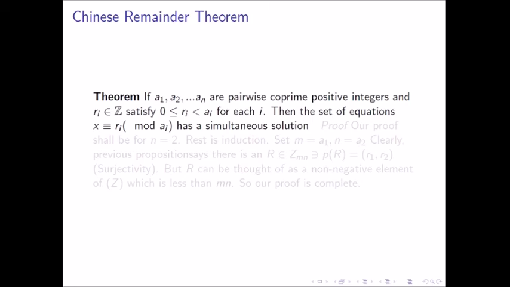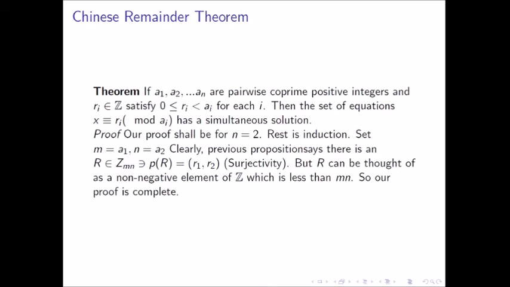So now we come to the Chinese remainder theorem. If a1, a2, ..., an are pairwise coprime integers, that is (ai, aj) is equal to 1 for all i not equal to j, and ri belonging to the integers satisfy that ri is non-negative and less than ai for each i, then the set of equations x is congruent to ri mod ai has a simultaneous solution.